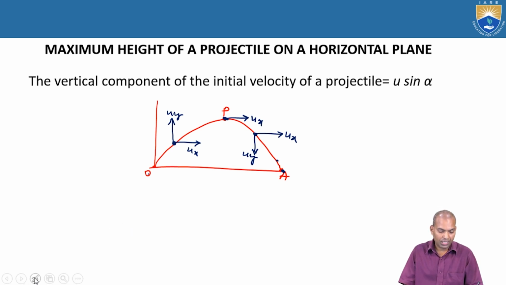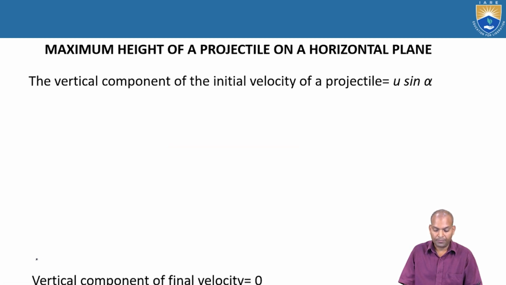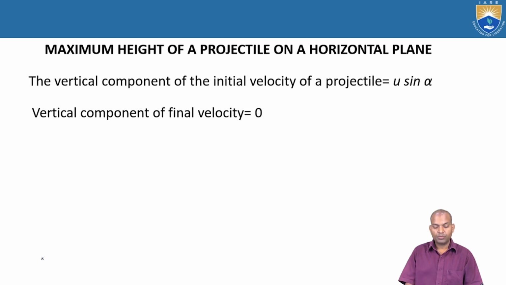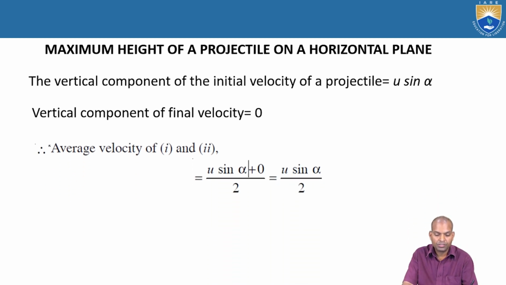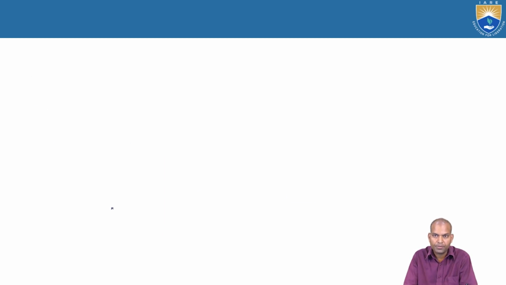Now, the vertical component of the initial velocity, with the angle of projection alpha, is uy equal to u sin alpha, whereas the horizontal component of the initial velocity of the projectile is u cos alpha. But at the maximum height, the vertical component of the final velocity becomes 0. Next, the average of these two velocities is (u sin alpha plus 0) by 2, that is u sin alpha by 2. That is the average velocity.